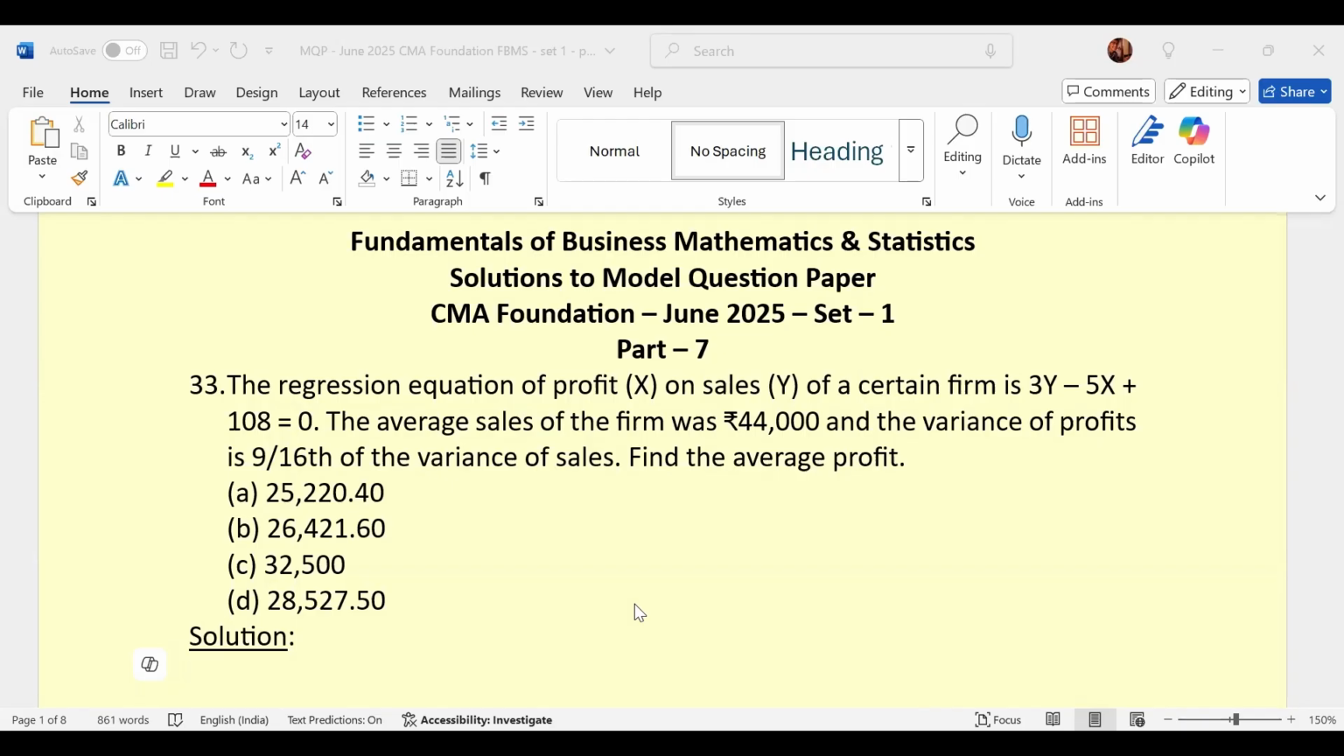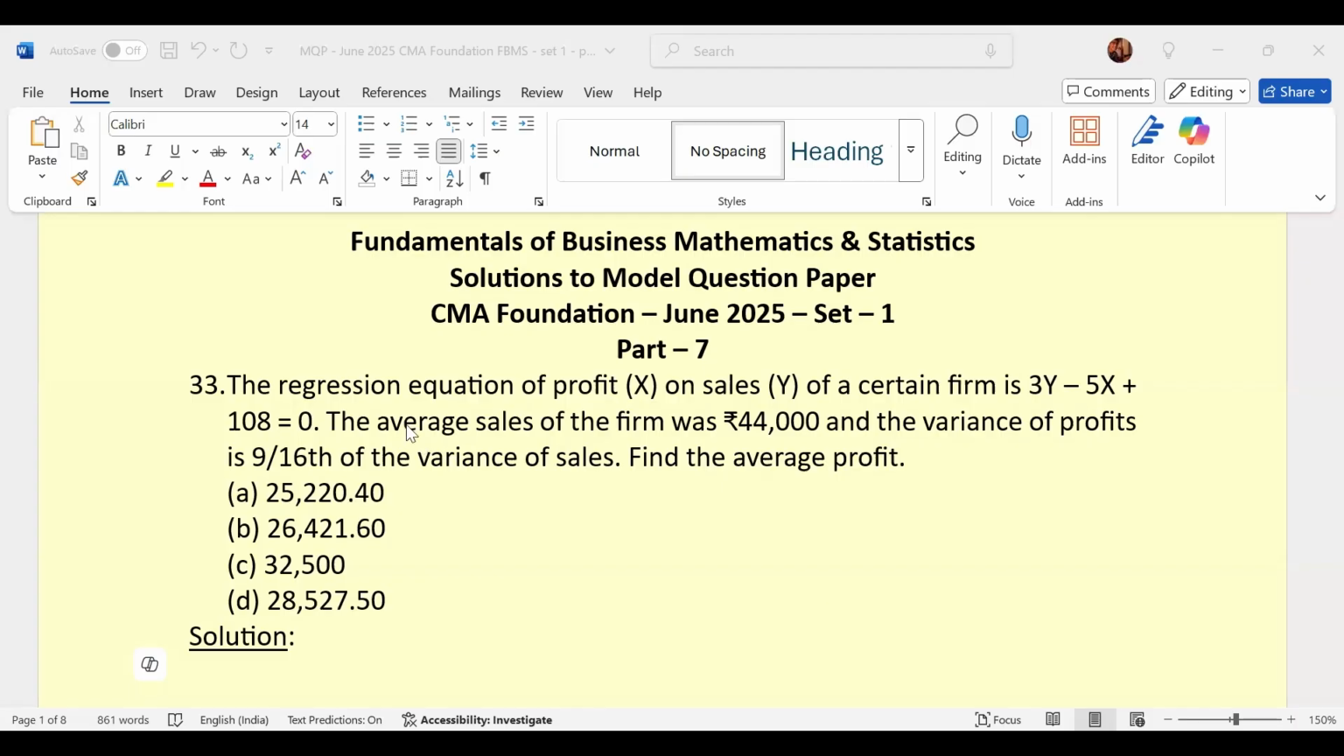The regression equation of profit on sales, profit is given as X and sales is given as Y, of a certain firm is 3Y minus 5X plus 108 equal to 0. The average sales of the firm was rupees 44,000 and the variance of profits is 9/16th of the variance of sales. Find the average profit.